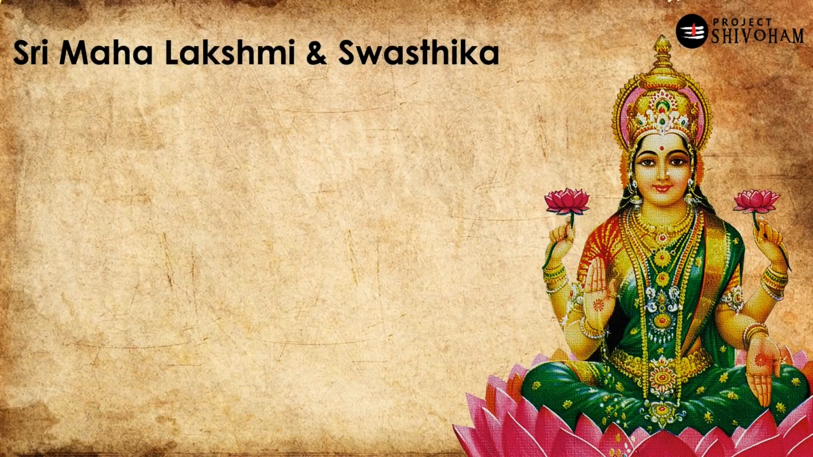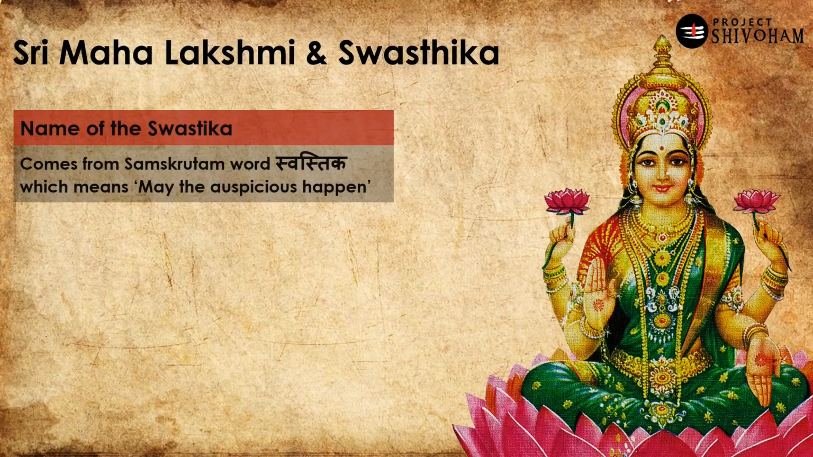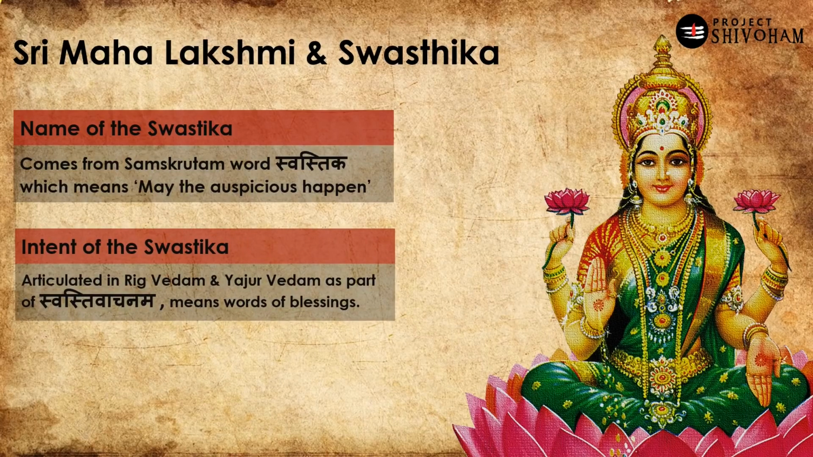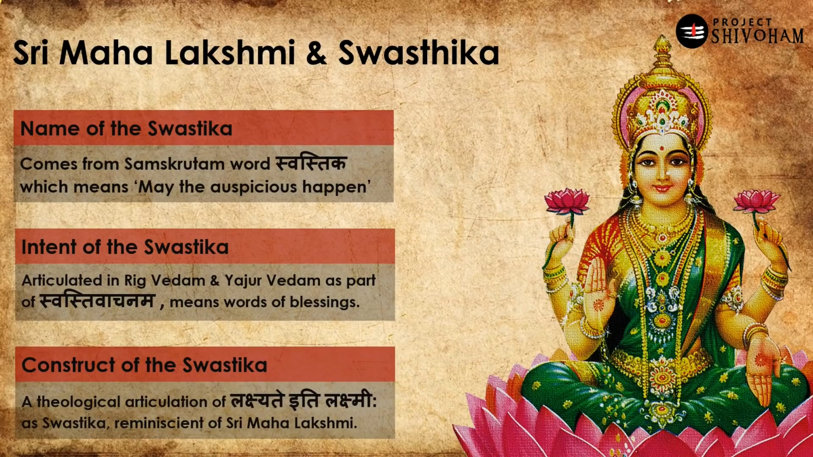Now wrapping it all up, the first one is the name of the swastika. It comes from the Sanskrit word swastika, which means may the auspicious happen. The second one is the intent of swastika, articulated in the Rigvedam and Yajurvedam as part of the Swasti Vachanam, which means the words of blessings. And the third one is the construct of swastika, a theological articulation of Lakshyate iti Lakshmihi, representing a target or a lakshya as swastika, and is reminiscent of Sri Mahalakshmi. Now the name, intent and the construct all three perfectly add up, and this is the reason why swastika represents prosperity, well-being and happiness in human lives.